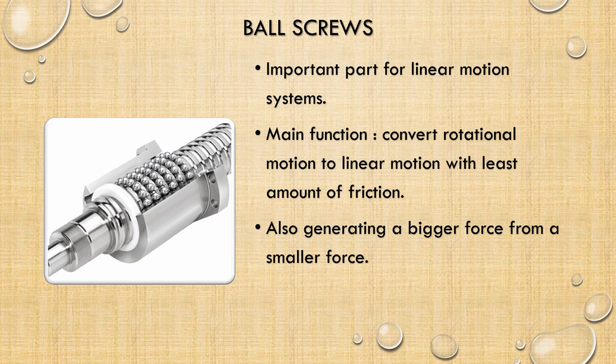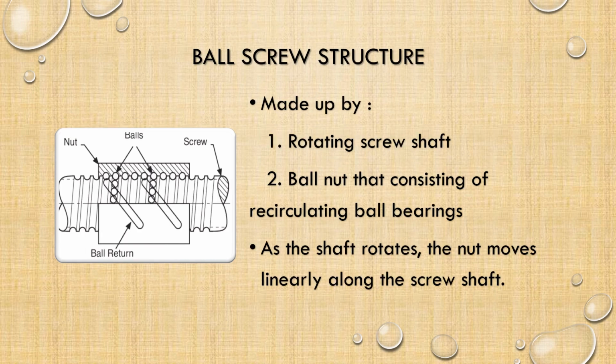Next, we will discuss the ball screw. It is an important part of a linear motion system. The main function of it is to convert the rotational motion to a linear motion with the least amount of friction. It also generates a bigger force from a smaller force. Ball screw is made up of the rotating screw shaft and a ball nut consisting of recirculating ball bearings. As the shaft rotates, the nut moves linearly along the screw shaft.